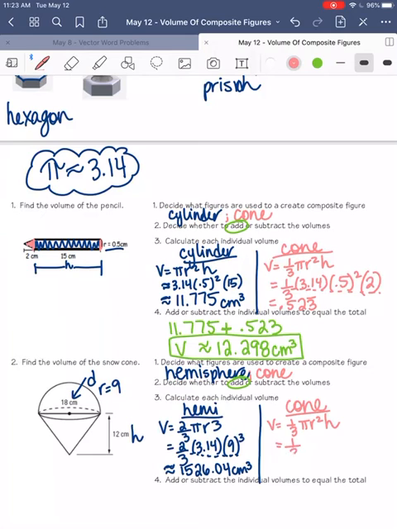So we're going to do 1/3, 3.14. Our radius is the same because it's not like it's going over, spilling over anything. Squared, and then the height is 12. So I'm going to type in all of the numerator. 3.14, 9 squared times 12. I get 3,052.08, and then I'm going to divide that by 3.